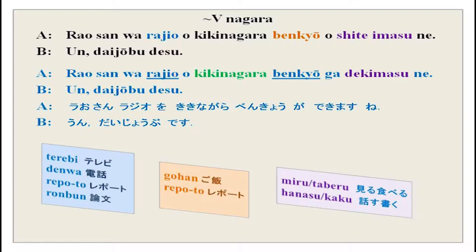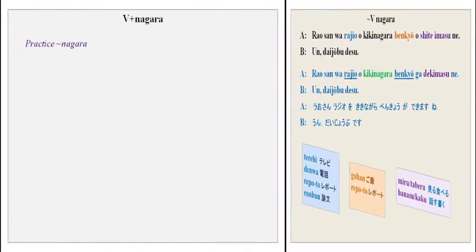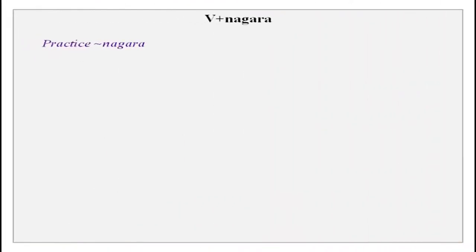Now, over here, Rao-san wa radio wo kikinagara benkyou ga dekimasu ne. You are able to study while listening to the radio. Daijoubu desu. Rao-san can also say, yeah, I am absolutely all right doing both these activities. Then you can practice over here.